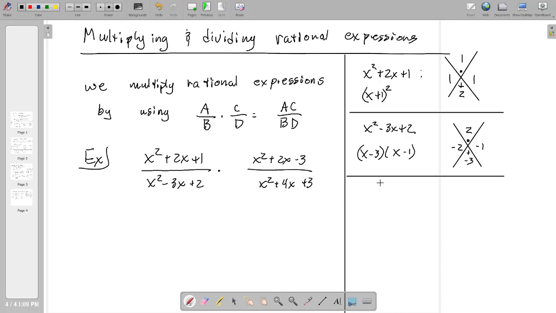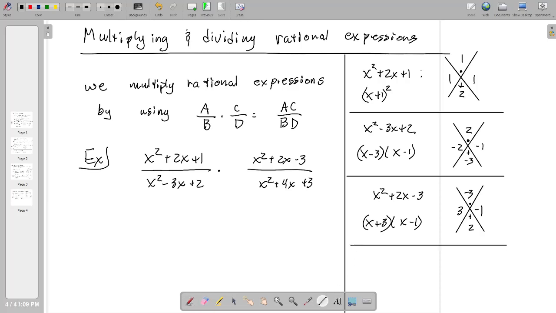Now let's do the numerator for the second fraction, x squared plus 2x minus 3. We need to factor this, so we're looking for two numbers that multiply to negative 3 and add to 2. And that will be 3 and negative 1. 3 times negative 1 is negative 3. 3 plus negative 1 is 2. We can factor straight into x plus 3 times x minus 1, again, because our coefficient on our x squared term is equal to 1.